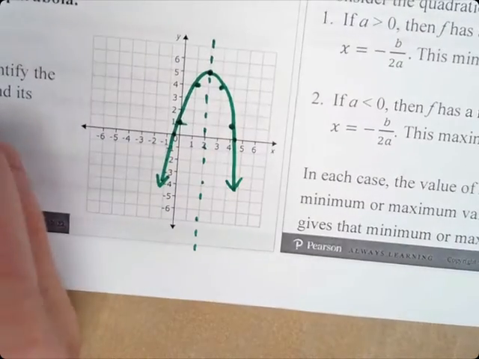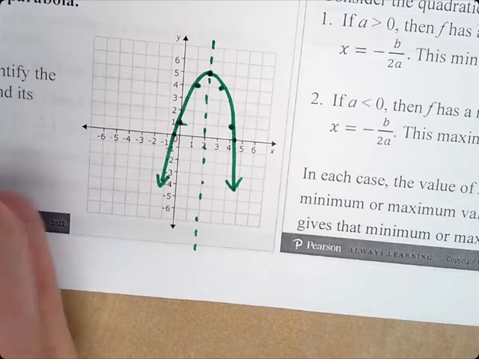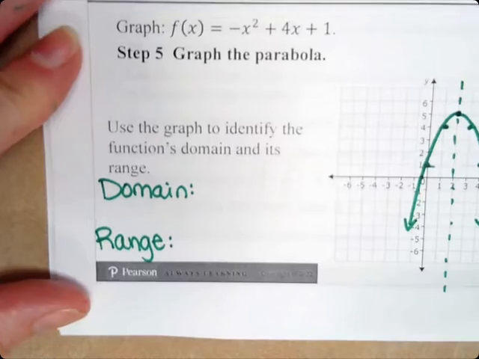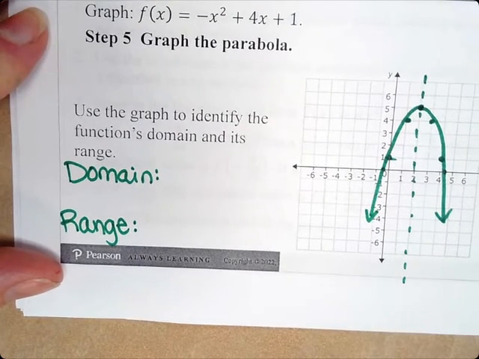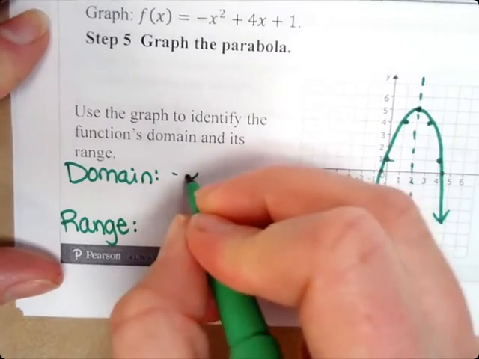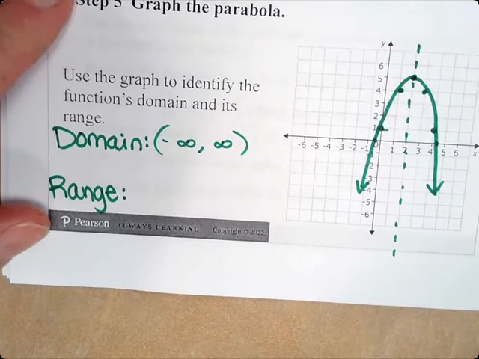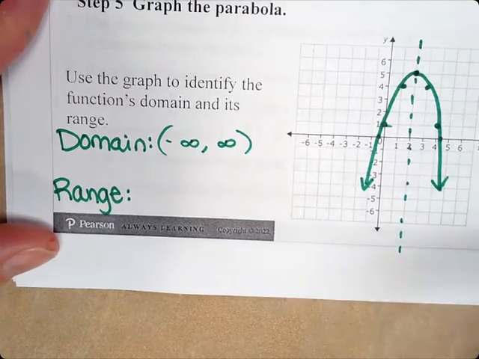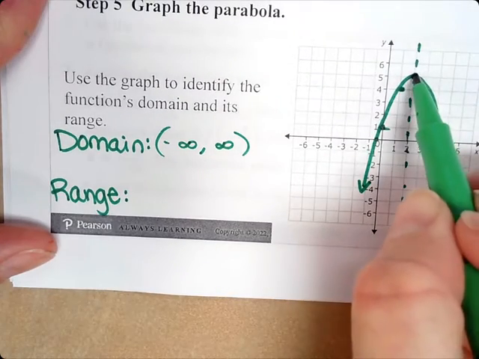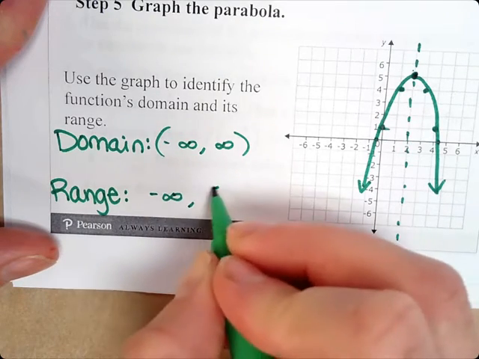Okay, let's do our domain and range. So our domain is all real numbers, quadratic functions, all real numbers. So it's negative infinity to positive infinity. And our range, it's all the way up here, and then it goes down. So it's negative infinity up to 5.